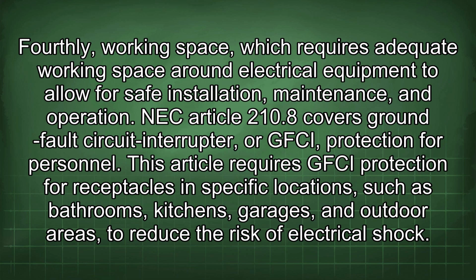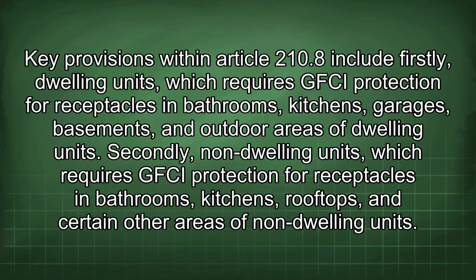NEC Article 210.8 covers ground fault circuit interrupter, or GFCI, protection for personnel. This article requires GFCI protection for receptacles in specific locations, such as bathrooms, kitchens, garages, and outdoor areas, to reduce the risk of electrical shock. Key provisions within Article 210.8 include, firstly, dwelling units, which requires GFCI protection for receptacles in bathrooms, kitchens, garages, basements, and outdoor areas of dwelling units.